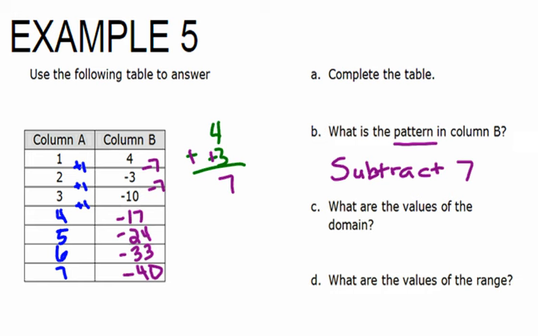For letter C, it's asking us for the values of the domain. And domain is going to be our input, which is going to be our first column, column A. And when we're listing the domain, we just put it in a brace, and we list it in order from least to greatest, starting with the 1, and list them in order all the way up to our last value. And then we close it with another brace.